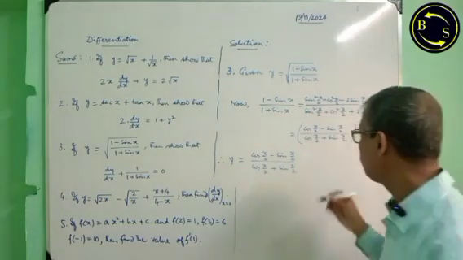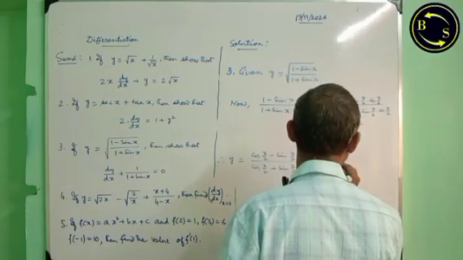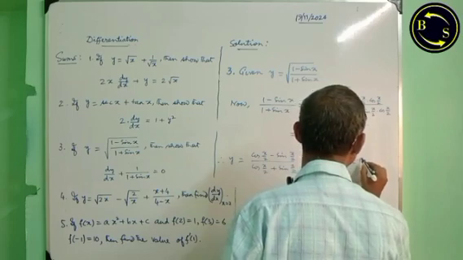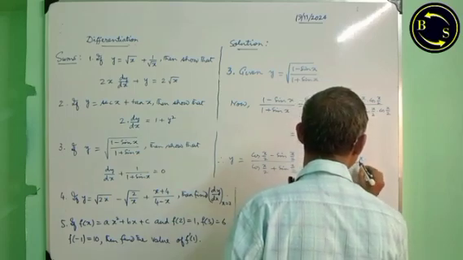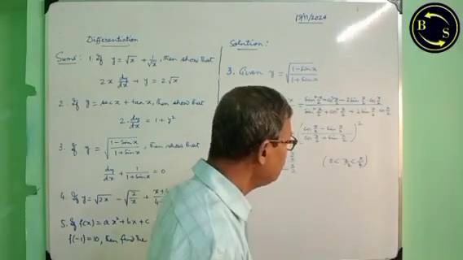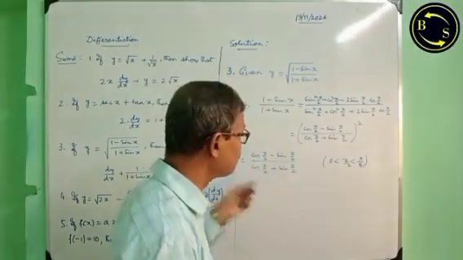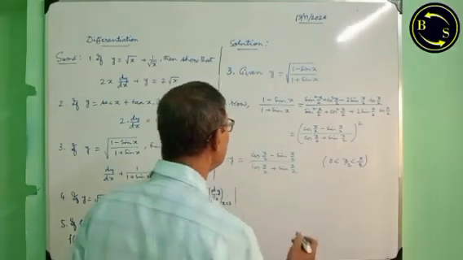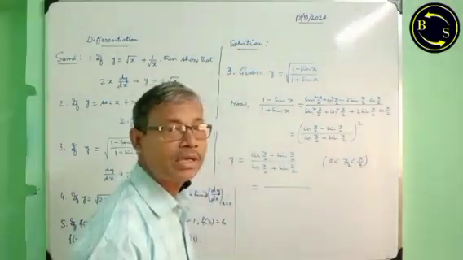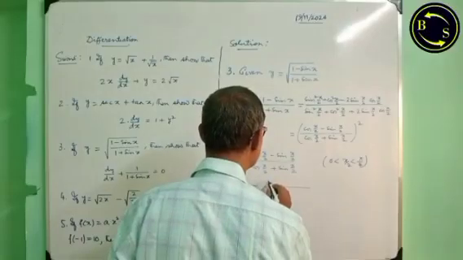Here we keep in mind the principal range of the angle where cos is greater than sine. That is why I have written in this form. And if I divide both numerator and denominator by cos x by 2, we get this one.